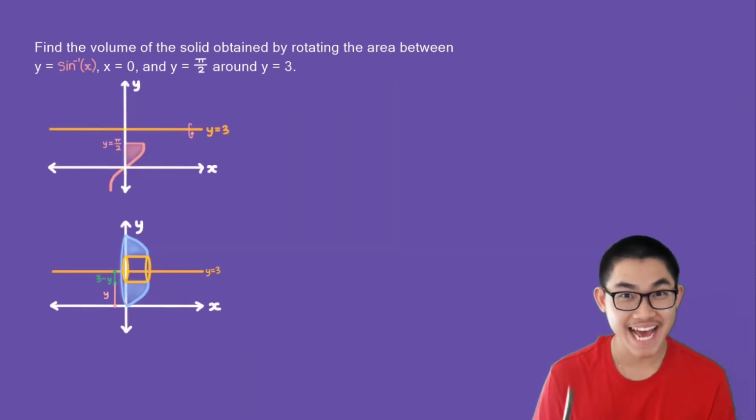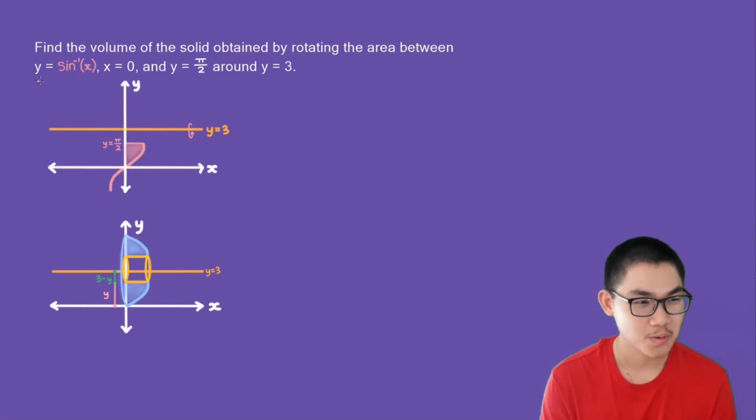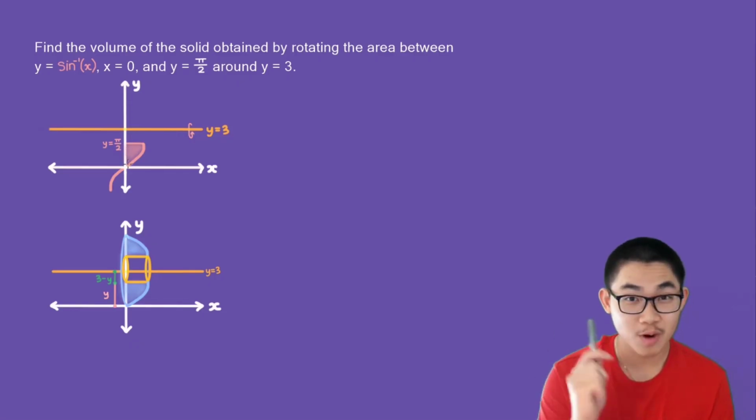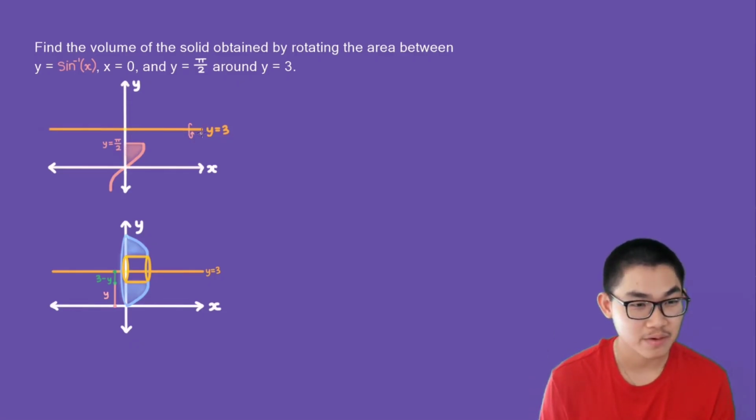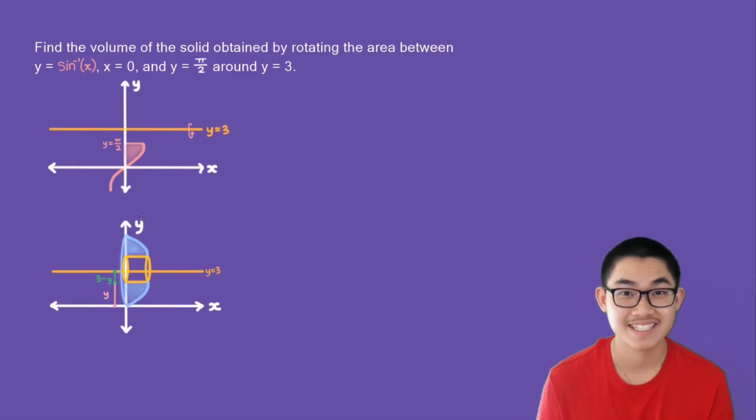Let's do one last problem, and this one is a problem I did on a test before. So we have a function y is equal to the arcsine of x, that's this arcsine function right here. We're going to take the area between 0 and pi over 2, so the area right here, and rotate it around the line y is equal to 3. Once we do that, we're going to get this three-dimensional object that we want to find the volume of.